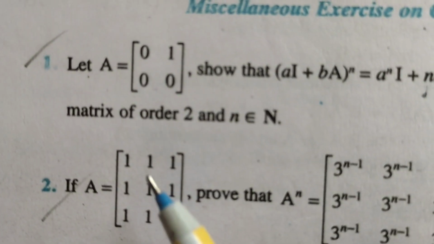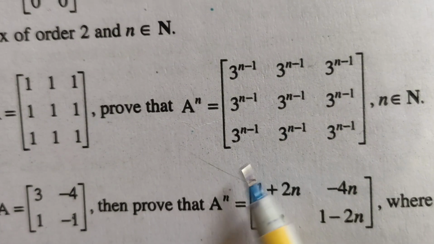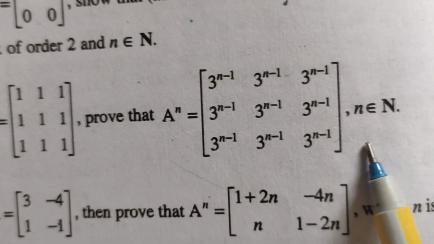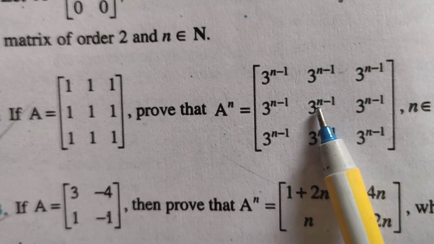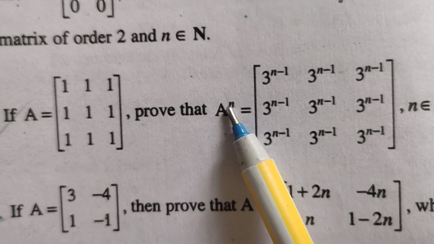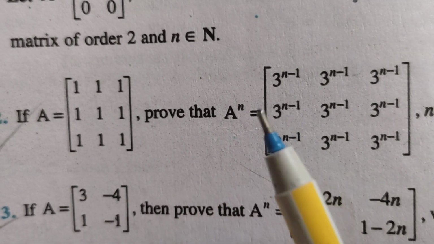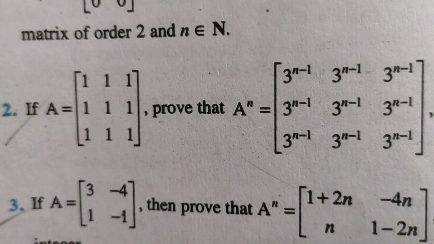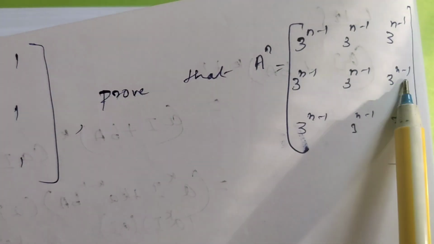The next problem: A is equal to a 3 by 3 matrix, and they asked us to prove A power n is equal to the matrix with 3 power n minus 1 in every place, for n belongs to N. So this is again a mathematical induction, because they have asked us to do this for power n. So we cannot go on multiplying A into A square, A cube. That is why we are doing this by using the principle of mathematical induction. So A power n matrix is given.